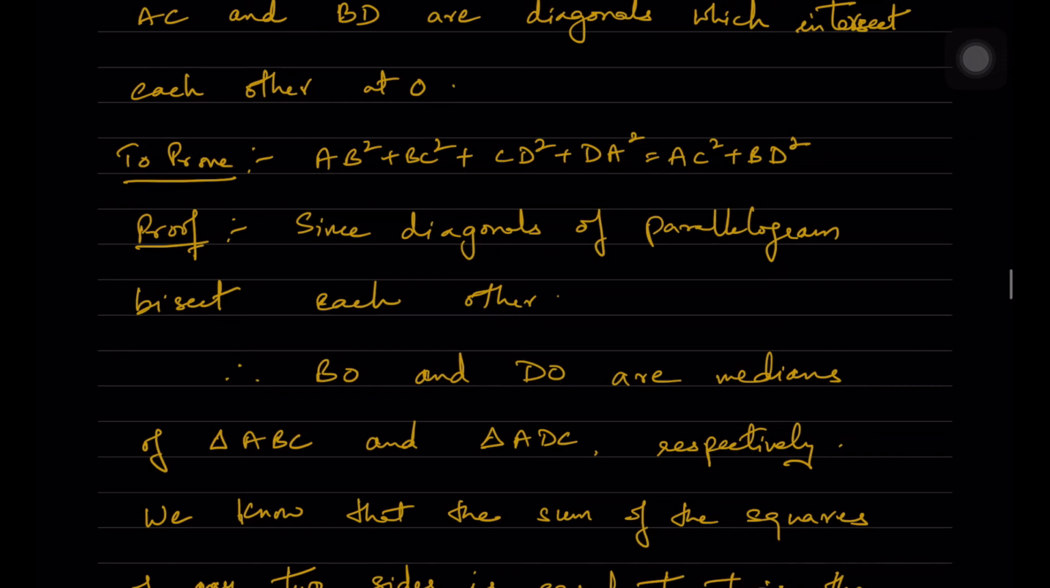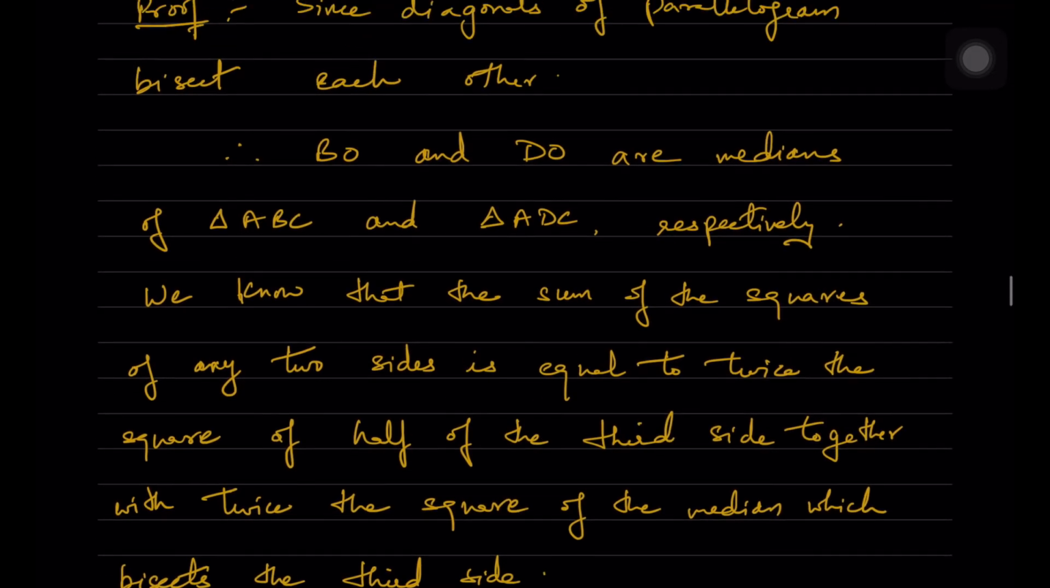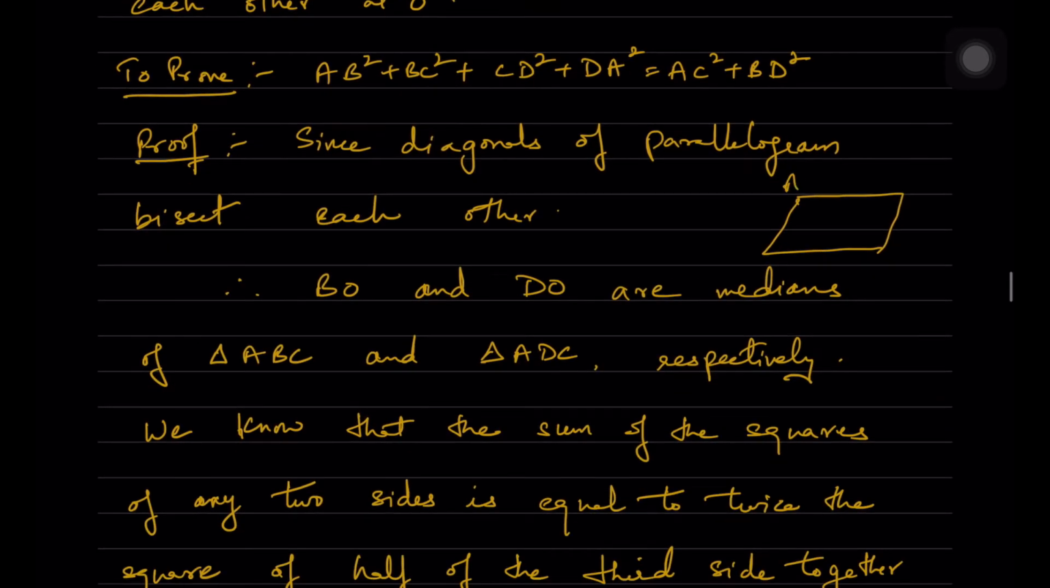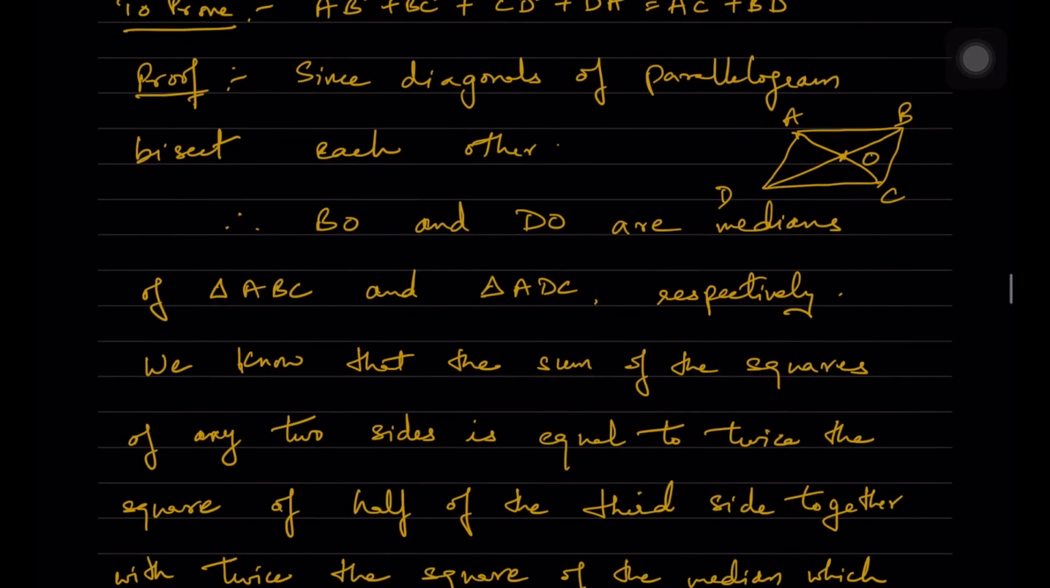Since diagonals of a parallelogram bisect each other, we have that if this is a parallelogram over here, which we have drawn over there. So we have taken from top A, B, C, D, and these are the diagonals which are there. So these two diagonals bisect at the point O. So BO is equal to DO are medians of triangle ABC and triangle ADC. You can see obviously over there respectively.